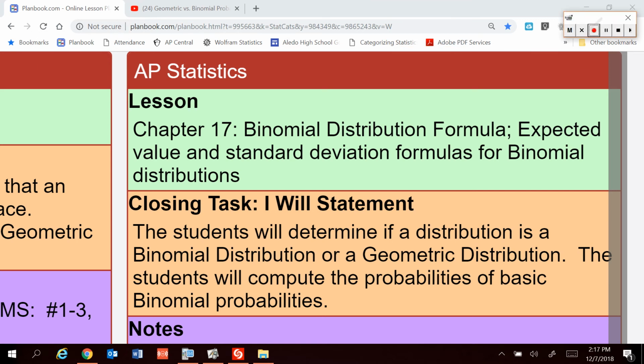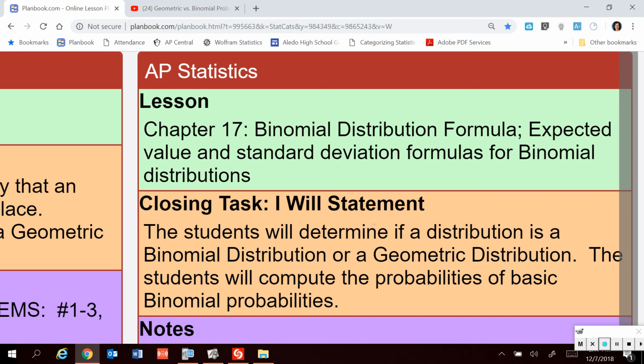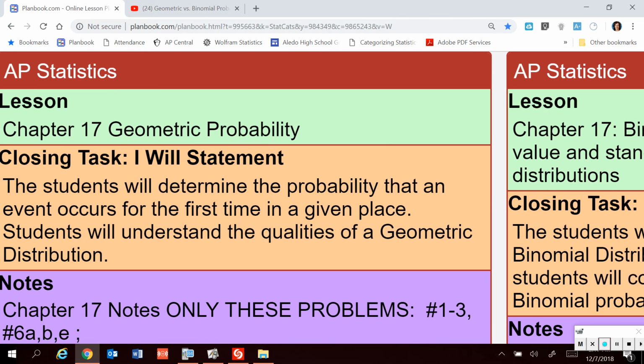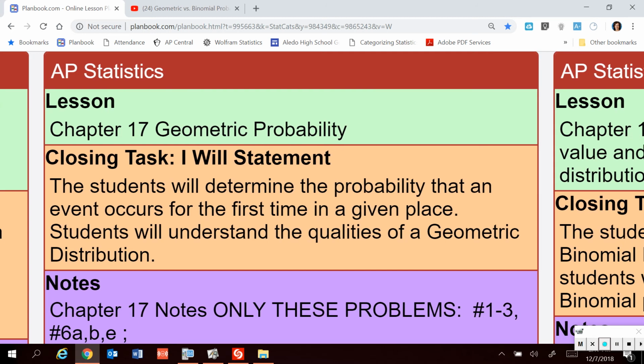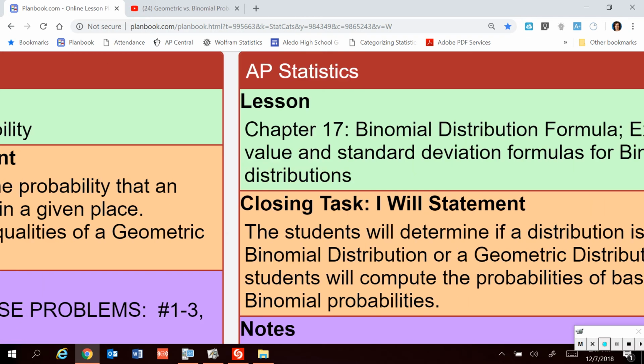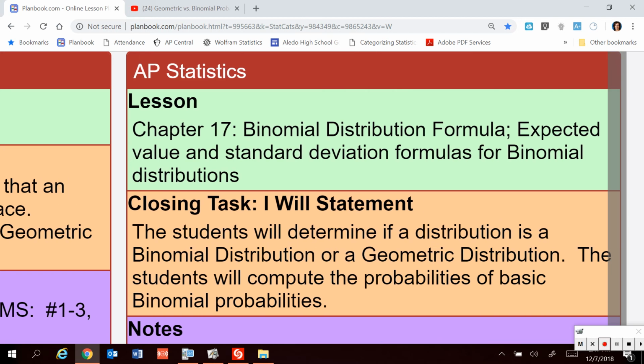Okay, so first let's talk about what we're doing today. Yesterday you guys did the geometric probability, and that was pretty straightforward, pretty easy. I think we just knocked that out pretty quickly, and it was not a big deal. But today we're going to do a type that's much different and a little more complex, and it's called binomial probability.